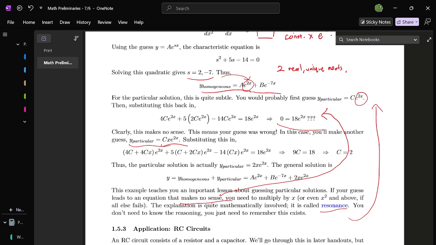So again, you don't need to know why this works. You just need to know that it exists and you should remember that it exists.